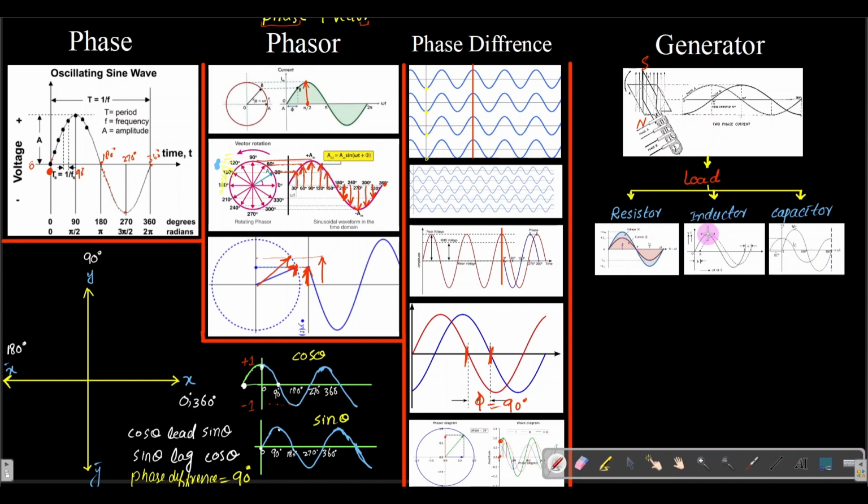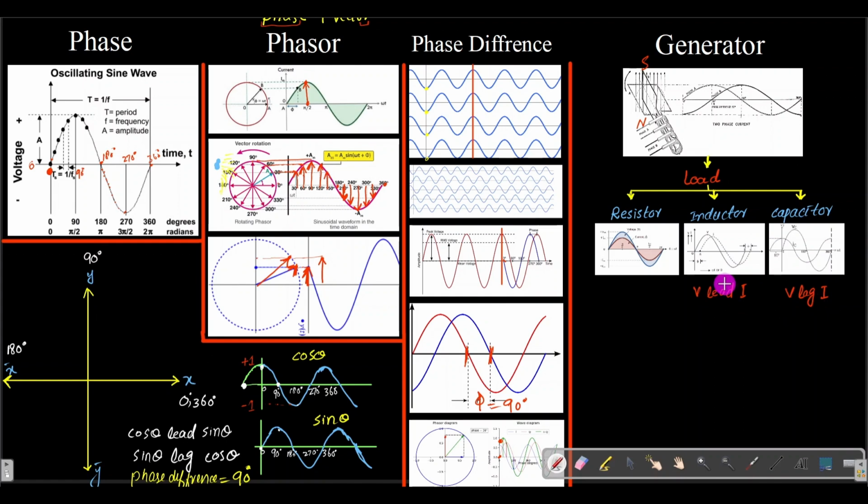In an inductor the voltage leads the current, so here the phase difference is 90 degrees. Similarly in a capacitor, the current is leading and the voltage is lagging.